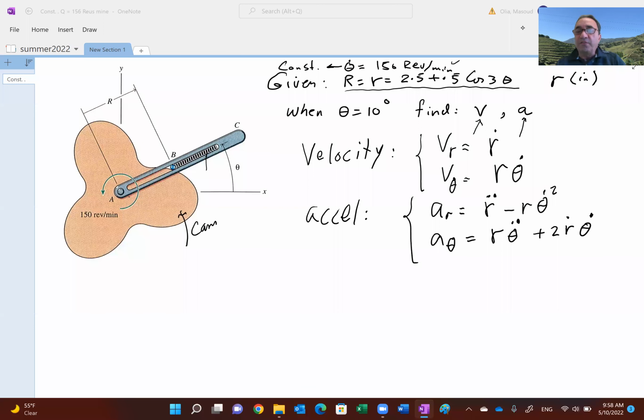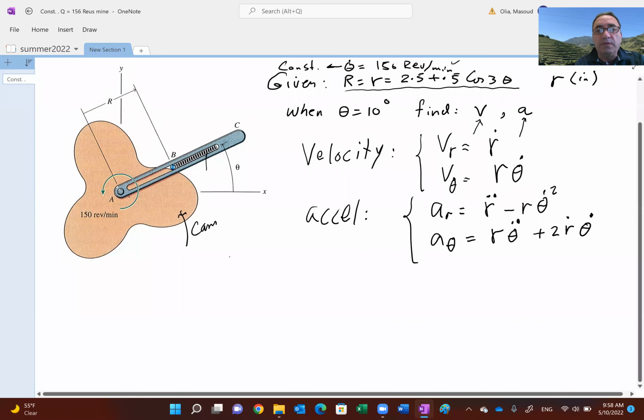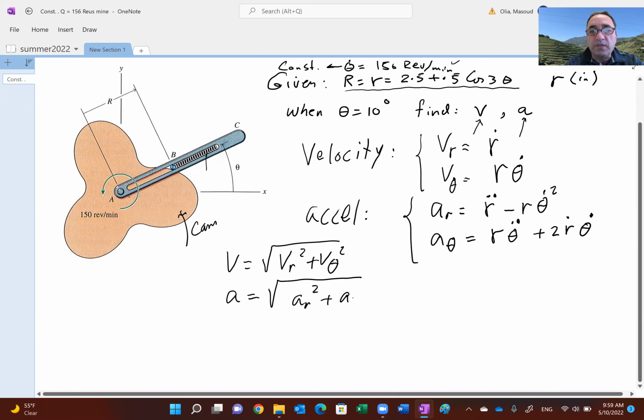Sorry, I pressed the wrong button and I lost the sharing with you. Okay, so then the magnitude of velocity would be the square root of v_r squared plus v theta squared. As always, if you have two perpendicular components, you can find the magnitude by taking the sum of the squares and then taking the square root. Similarly, the magnitude of acceleration would be a_r squared plus a theta squared under the radical.